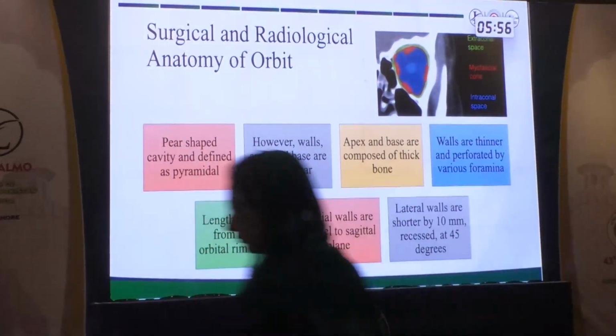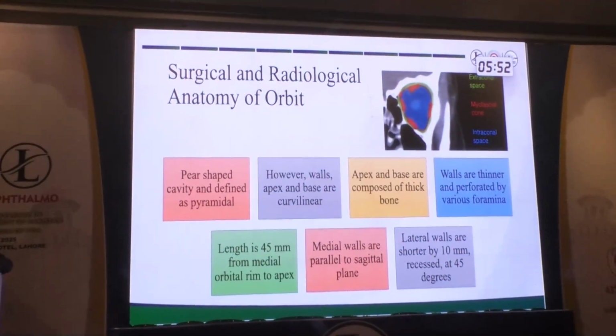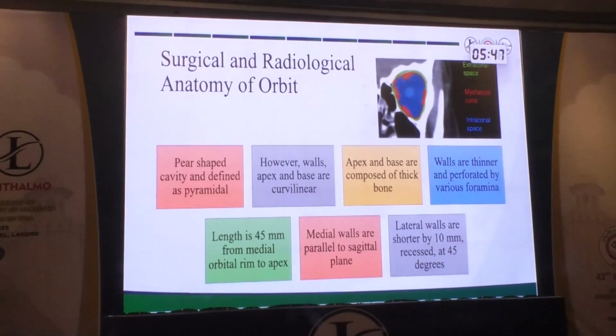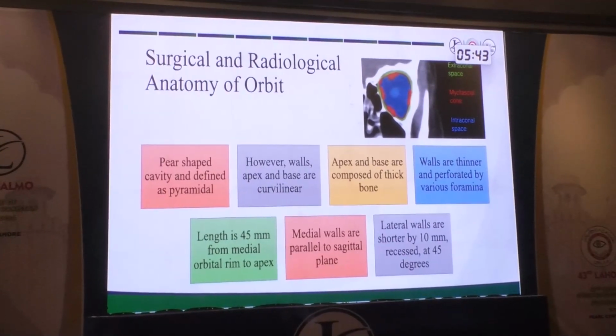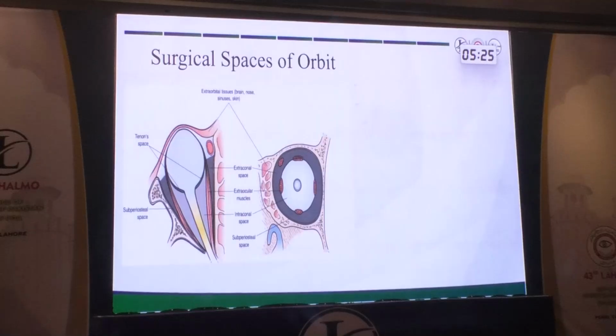Surgical and brief about surgical and radiological anatomy of the orbit. We all know it's a pear shape. Walls, apex and base are curvilinear. Apex and base are composed of thick bones. Walls are thinner and perforated by various foramina. Length is 45 mm from medial orbital rim to apex. Medial walls are parallel to the sagittal plane, and lateral walls are short by 10 mm, recessed at 45 degrees.